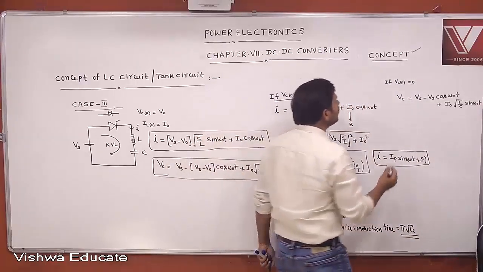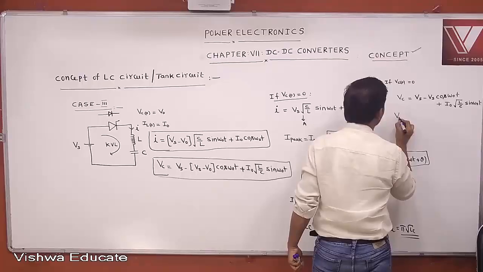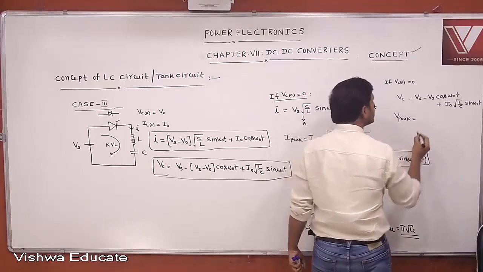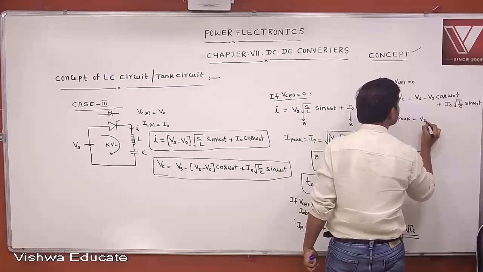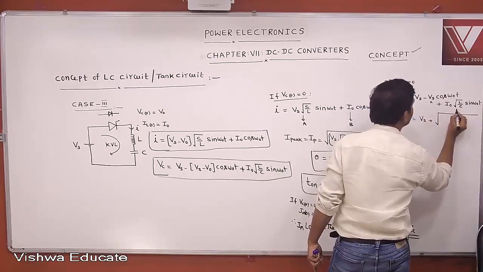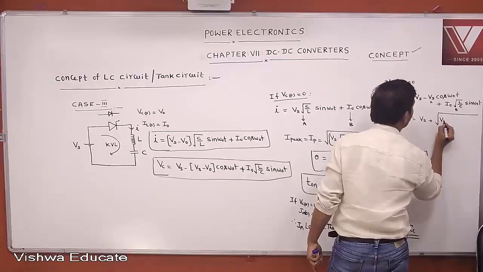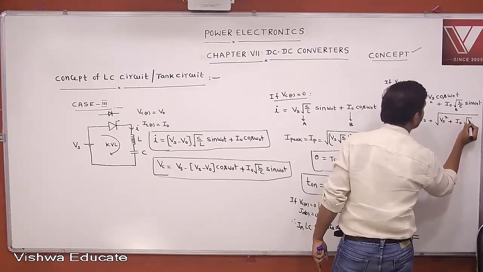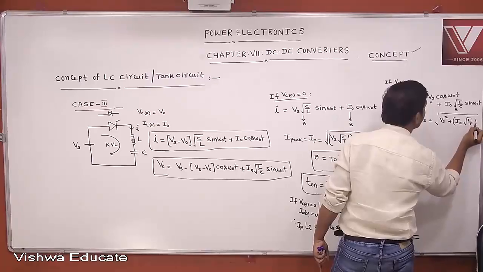Then I want the peak voltage across the capacitor in this case. What is the peak voltage across the capacitor? The peak voltage across the capacitor is Vs plus square root of A square plus B square. Then how can you write it? Vs square plus I naught into square root of L by C, whole square.